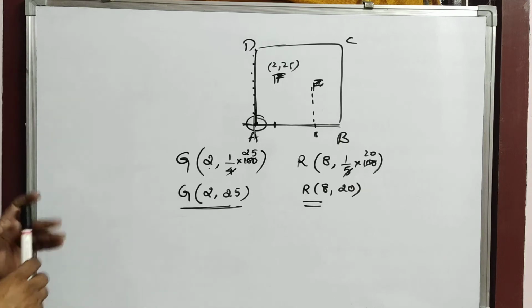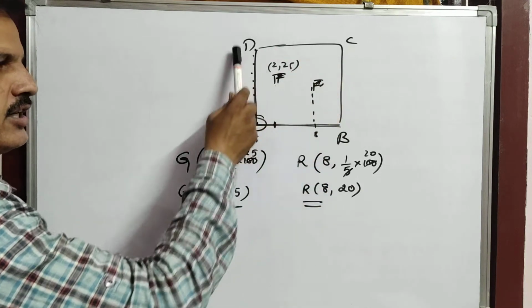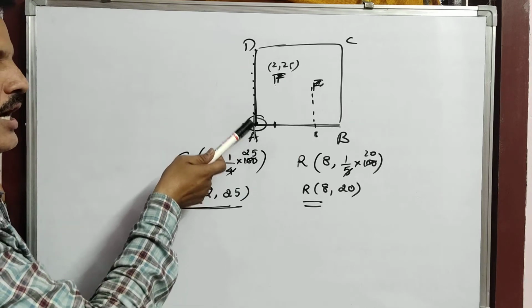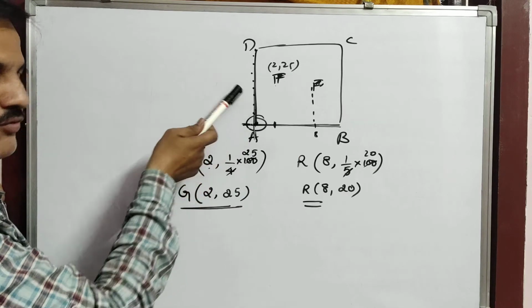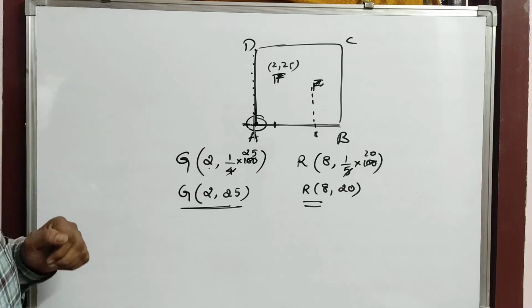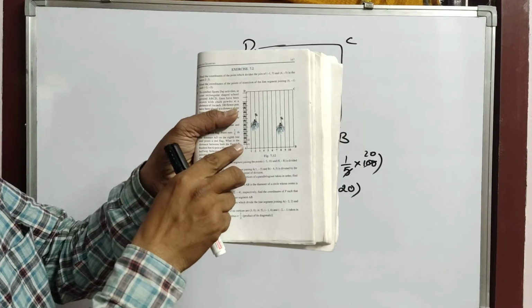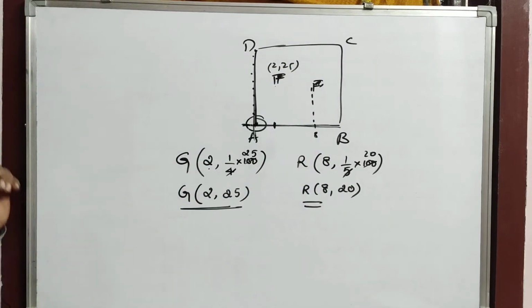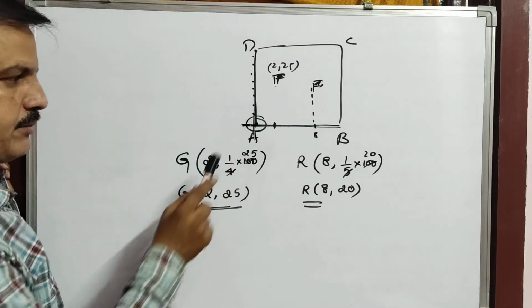Once again I am telling you, there is a rectangular figure ABCD, and from A to D they plotted 100 pots. If you clearly see the picture, 100 pots are there. Like this, 1, 2, 3, 4, and so on, up to 100. So 100 pots they kept.